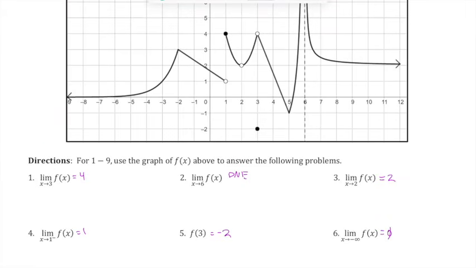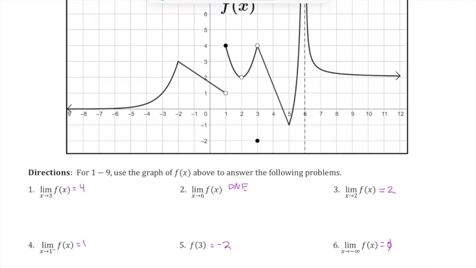Okay, so question 1, we have the limit as x approaches 3 of f of x. So here's 3. If you look, as we approach 3, we get closer and closer to 4. The answer is 4. Question 2, what happens as we approach 6?